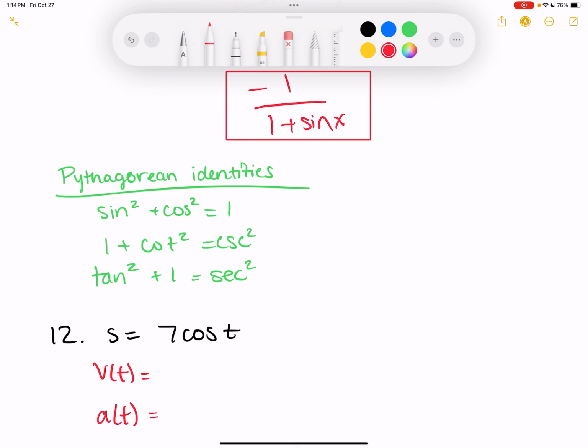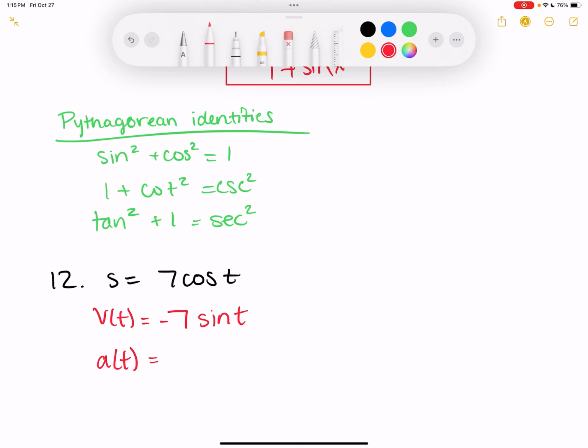All right, how do I get from position to velocity? We take the derivative. So it would be 7 times negative sine t. Yeah, you can just throw the negative out front. And then we take the derivative of that, which would be negative 7 cosine t. Yep. So we almost just went backwards. Pretty much. If you just keep going, it will eventually get back there.